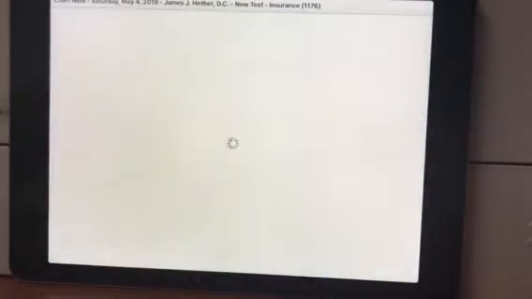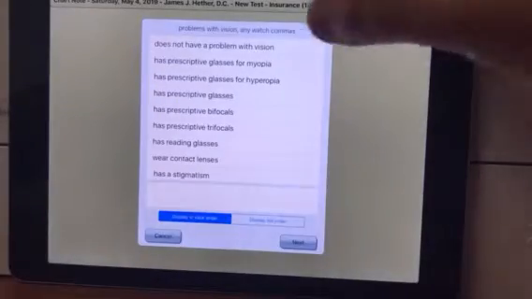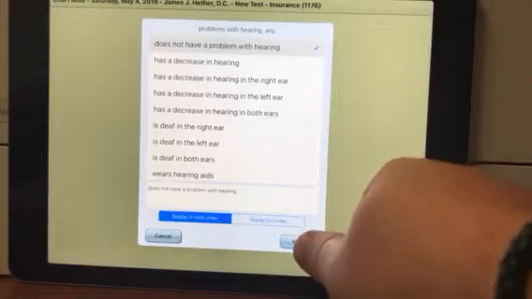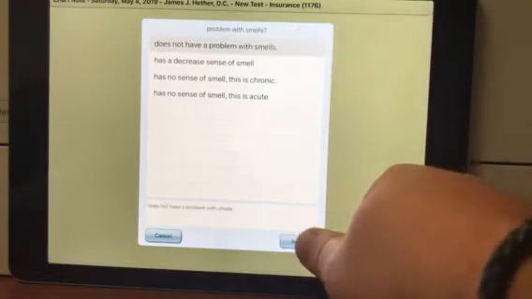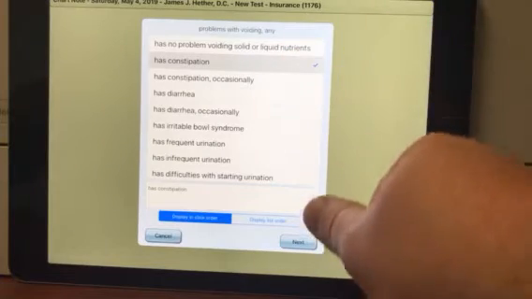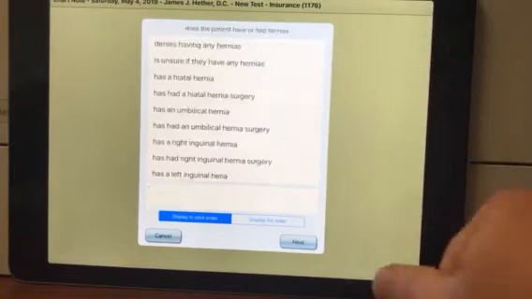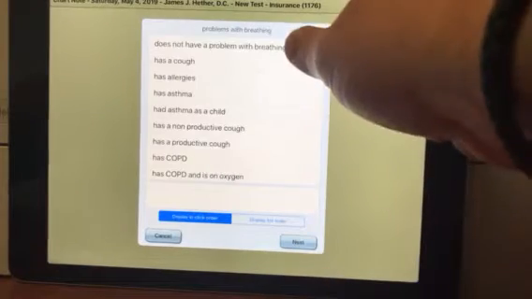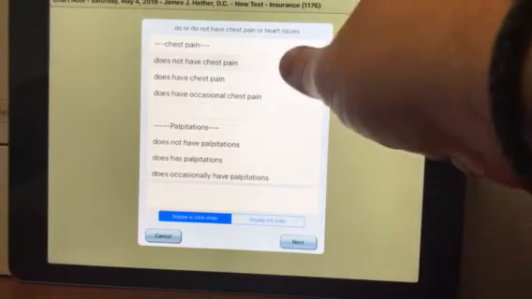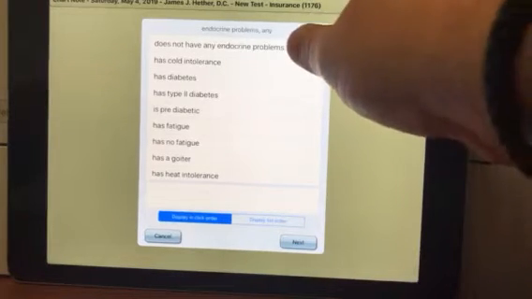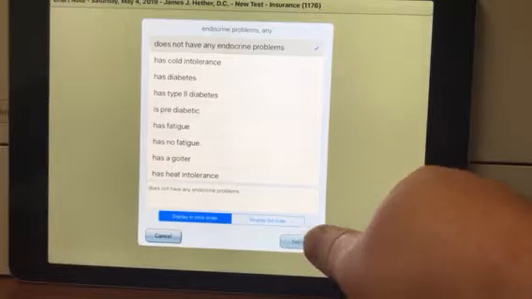From here under the review of systems, since this is initial examination, we're going to ask them whether they wear glasses or not. So we're going to say no for glasses, and we're going to say no for hearing problems, no problems with smells. We're going to go right into any digestive issues. They do have occasional constipation, put down occasional, and then the person also denies having any hernias. From there, we can put down breathing issues or none. We can say that they have no chest pains or heart palpitations. And we can deny any problem with diabetes or any other endocrine issues.